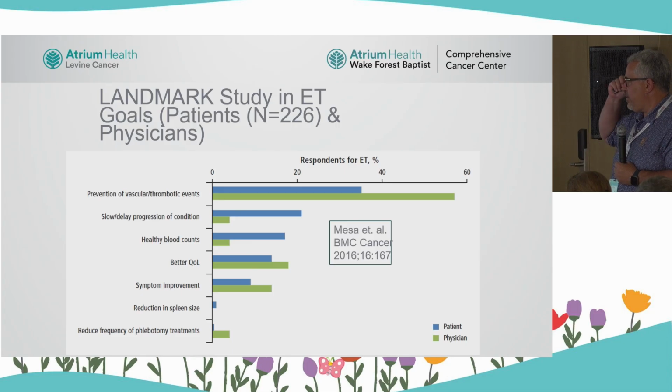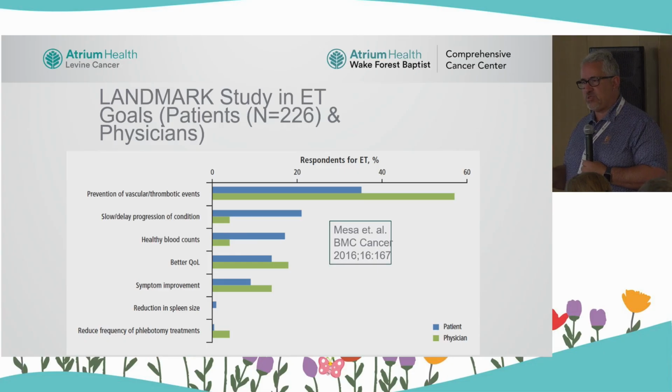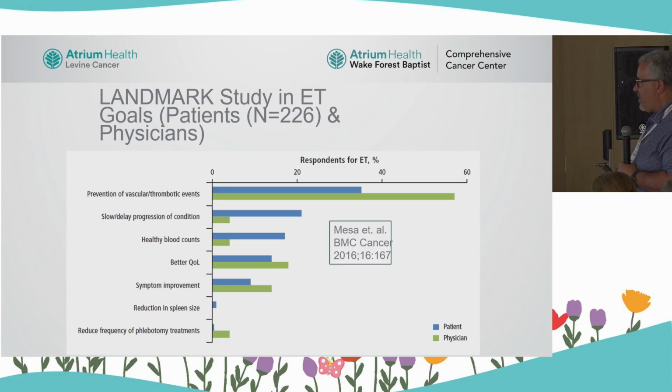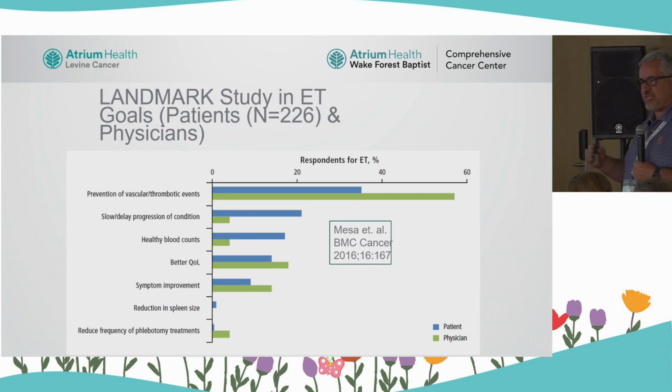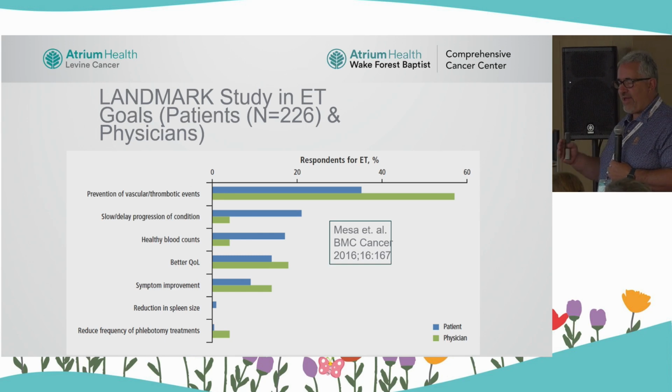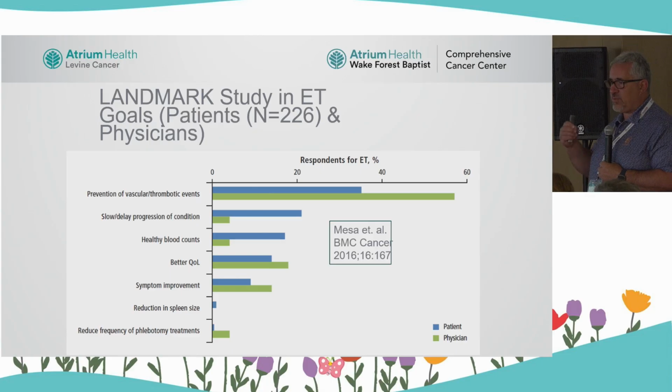Now, it's interesting, when we did a study asking both patients and physicians what were the goals of treating the MPN. And we asked, this was for ET, whether we were trying to prevent blood clots, improve quality of life, improve symptoms. And there is a discrepancy between physicians and patients. Physicians have typically prioritized, again, this is the way we're taught, to treat what we are able to treat, which is to decrease the risk of blood clots.